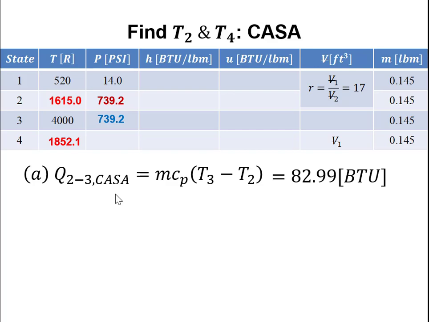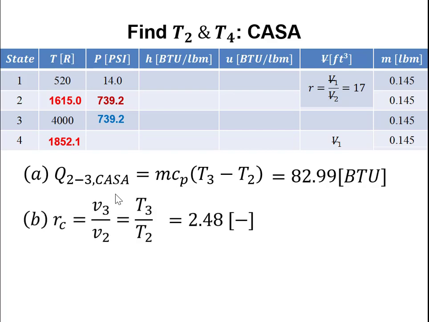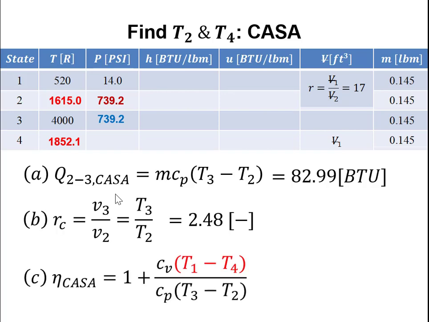So now if I want to find the heat addition, I can see that that's just about 83 BTUs. My cutoff ratio, I know, is just about 2.5. And my thermal efficiency is just about 0.6.